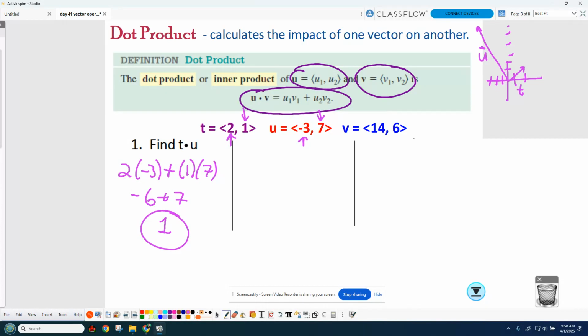In physics, it means a lot, and we're going to use it to find the angle between vectors. Right now, if it's positive, the vectors are sort of going in the same direction. If it's negative, they're sort of going in the opposite direction. What do you think if it's 0?